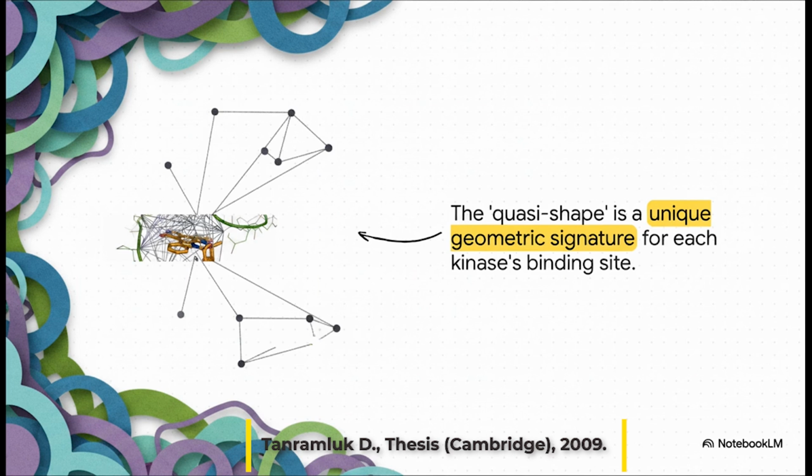So instead of trying to analyze the entire massive protein, this method just focuses on a handful of key points inside the binding pocket and measures the distances between them. What you get is a unique geometric signature, a kind of molecular fingerprint for each and every kinase's binding site. And this fingerprint turned out to be the real key to understanding selectivity.